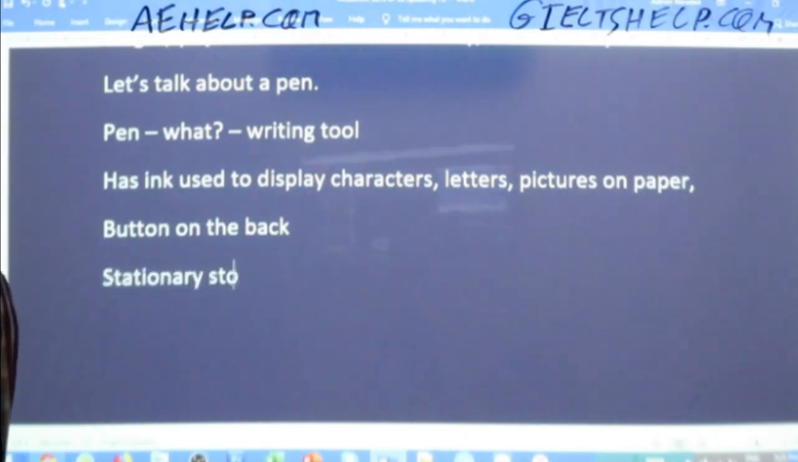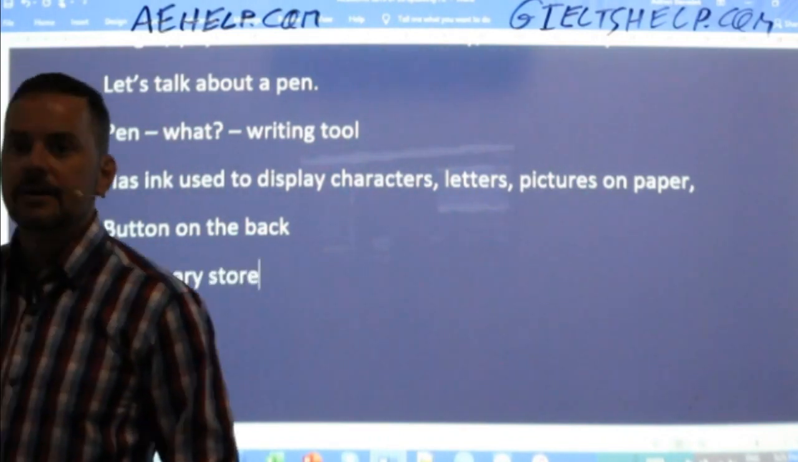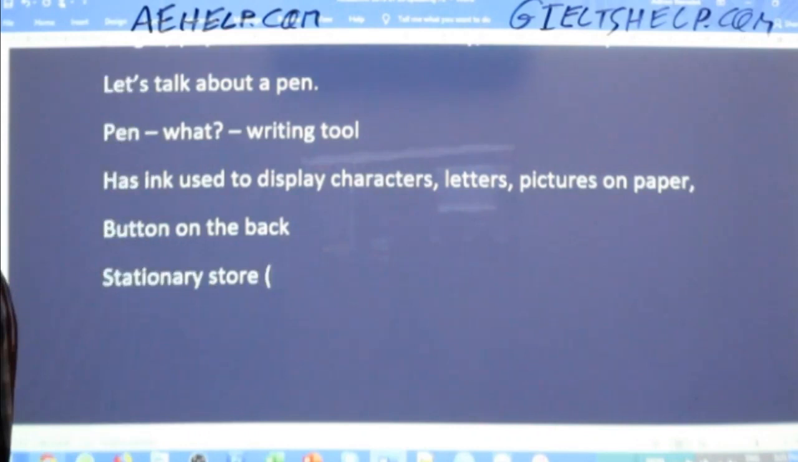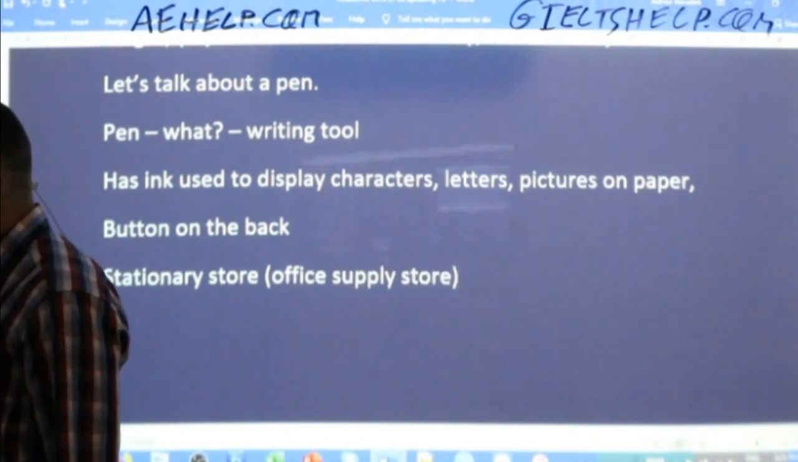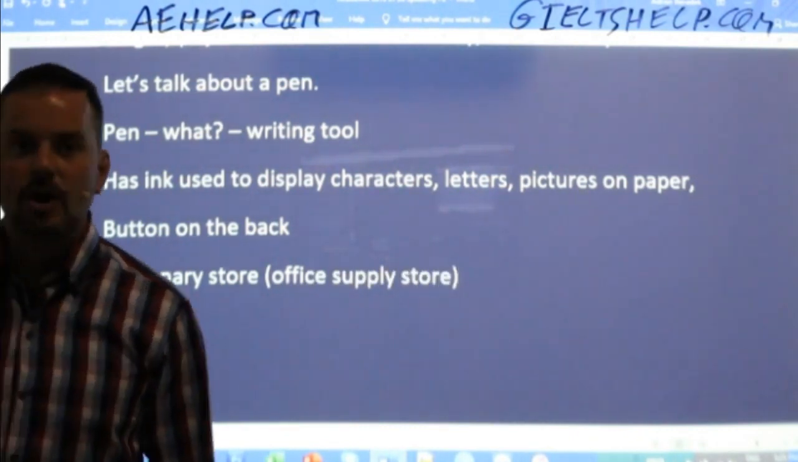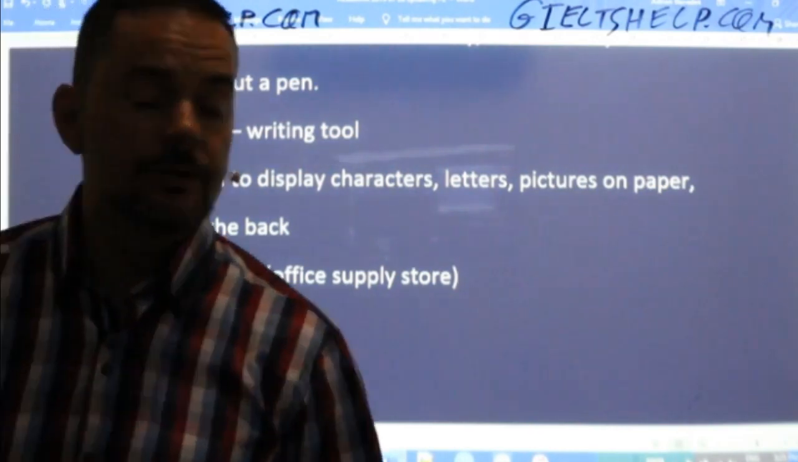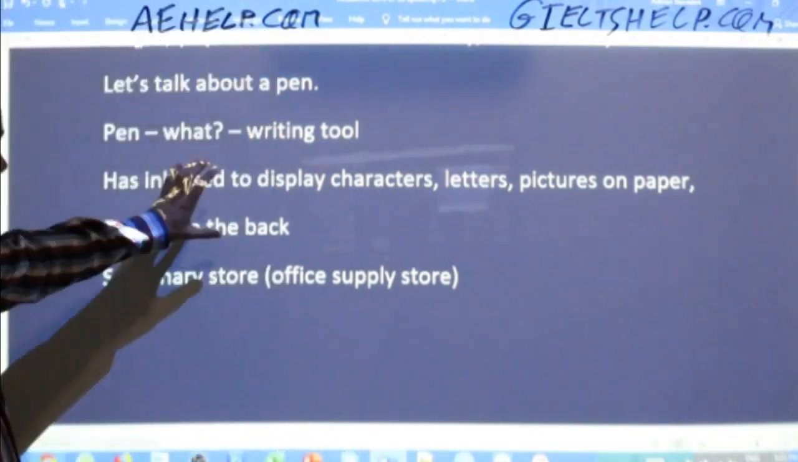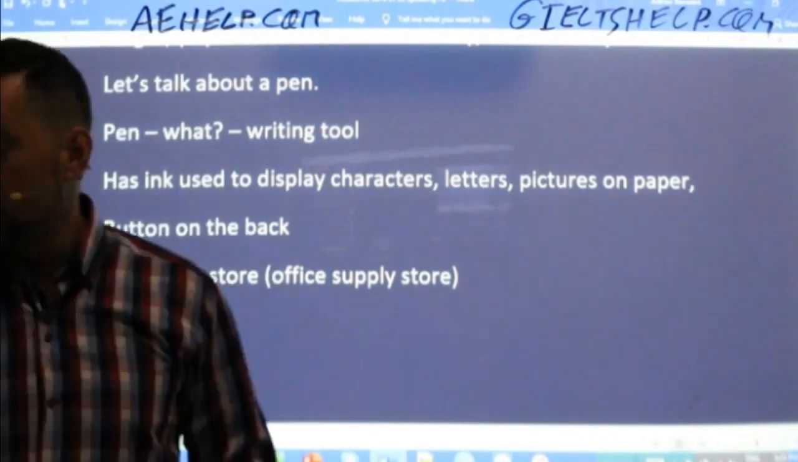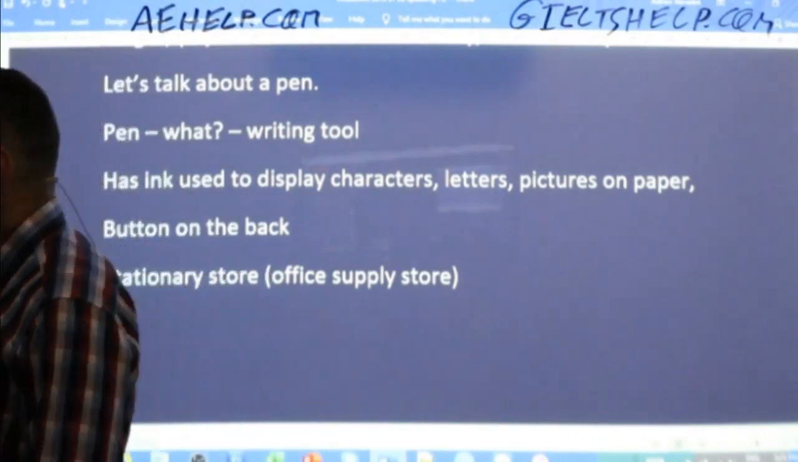Or another way you will often hear this in North America, this is just for your knowledge, is an office supply store. Okay, good. So there you go. Now you have its origin, right? So we have what it looks like. Now we have its origin. It's from a stationery store. What is it used for?